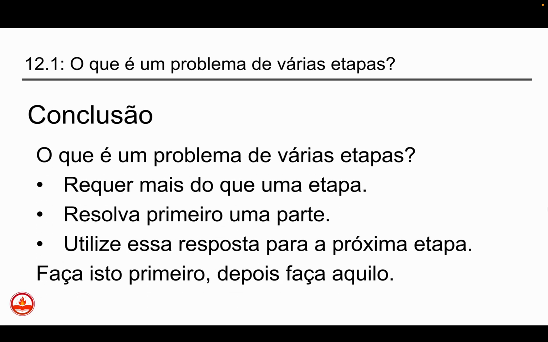So what is a multi-step problem? It needs more than one step. We solve one part first, then we use the answer for the next step. Do this first, then do that. A multi-step problem is a problem that requires careful thinking. We must solve one part first, then use that result to solve the next part. It is like following instructions in order. If we skip a step, we may get the wrong answer.